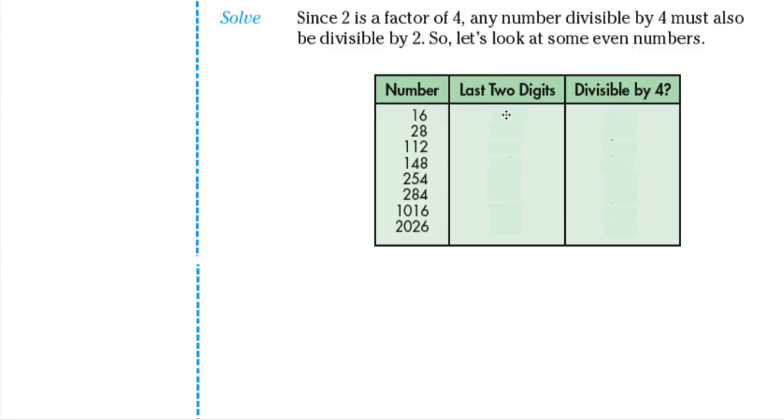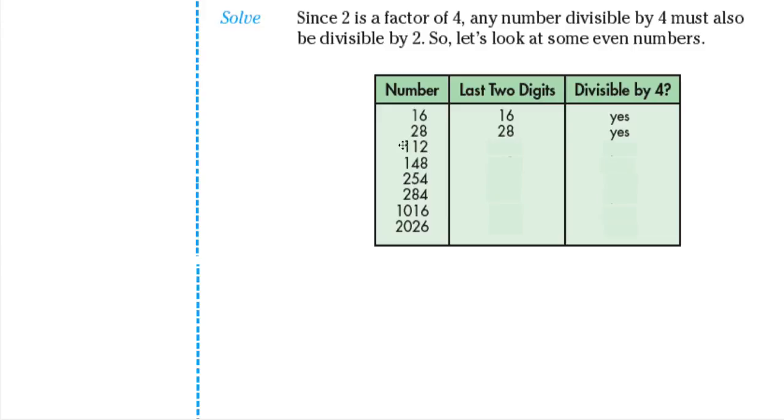So 16, obviously, the last two digits would be 16. Is that divisible by 4? Yes, it is, because 16 divided by 4 is 4, remainder 0. So that is divisible by, sorry, by 4. And let's take a look at 28. If we look at 28, it is divisible by 4 because 28 divided by 4 is 7. So our answer would be yes. These are all mental. So I hope you know how to divide still.